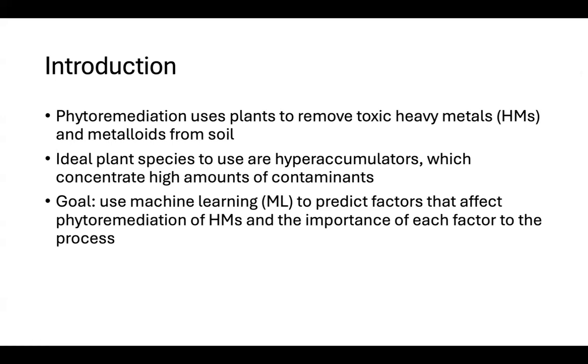Phytoremediation uses plants to remove toxic heavy metals and metalloids from soil. The ideal plant species to use for this process are hyperaccumulators, which are species that concentrate high amounts of contaminants. The goal of this paper was to use machine learning to predict factors that affect phytoremediation of heavy metals and the importance of each factor to the process.